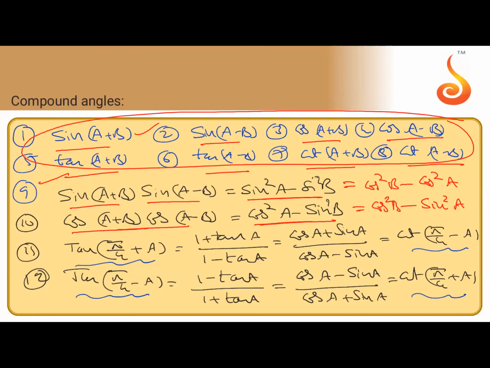sin(A+B) into sin(A-B) is sin square A minus sin square B, or cos square B minus cos square A. cos(A+B) into cos(A-B) is cos square A minus sin square B, or cos square B minus sin square A.